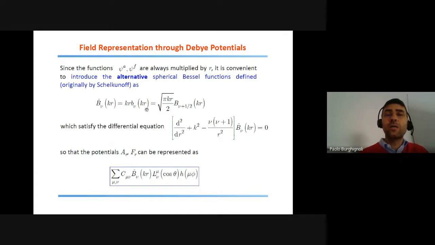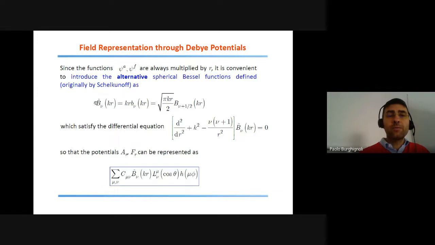And those are related to the ordinary Bessel functions b with order n plus 1/2 and argument kr, through this factor, which is proportional to the square root of the argument kr. Note that these Shelkunov alternative spherical Bessel functions will satisfy a different ordinary differential equation, which is reported here, with respect to the ordinary spherical Bessel functions.